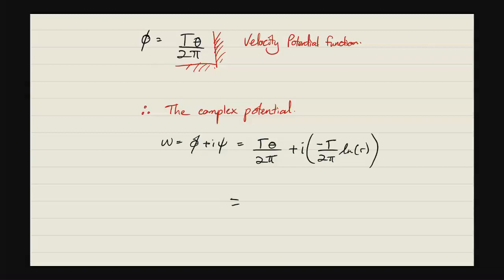Okay, now I want to take out gamma over 2 pi from this equation here. Actually, I'm going to take out negative i gamma over 2 pi. Right, so I'm going to end up with i theta, and plus ln of r. So I've just factorized the equation.